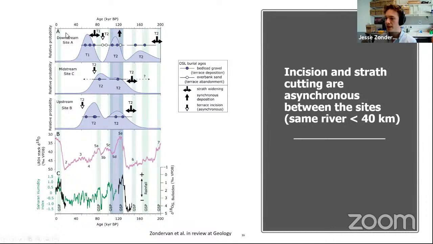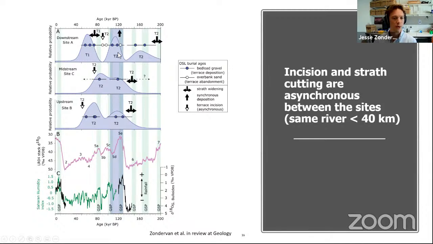When you compare the different sites within the Magoon River, so they're the same river, there's a maximum of 40 kilometers between site A and site B, which is upstream. And what we see is that incision, so these downward arrows, and strath planation are asynchronous across the river, whereas we do see a synchronous pulse of deposition here during the glacial maximum to interglacial maximum period.